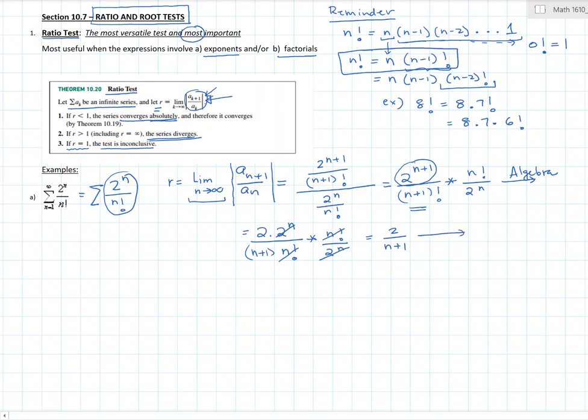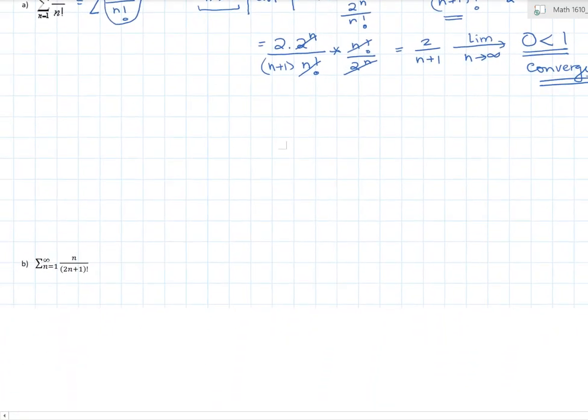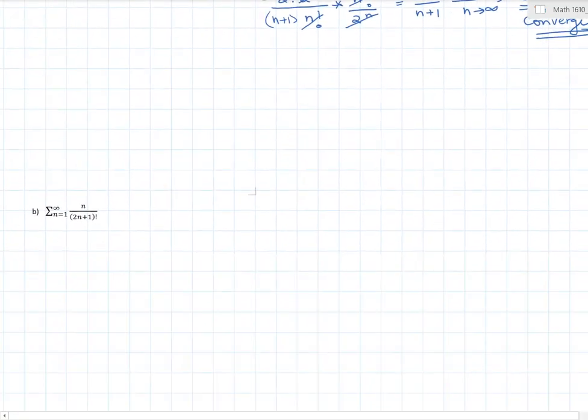Now as n goes to infinity, you can take the limit. 2 over n plus 1 obviously goes to 0. Your denominator is going to infinity, so your limit is 0. And obviously this is less than 1, and by the very first result we can say that this series converges. Okay, let's go to the next one.